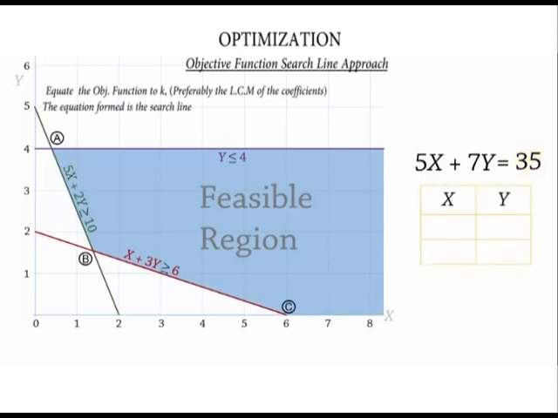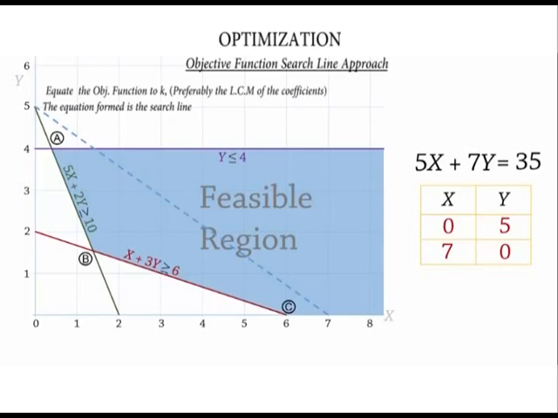We plot that line. Get 2 points. When x is 0, y will be 5. And when y is 0, x will be 7. So the search line is this blue dotted line. Now, when we want a minimization solution, we move the search line downwards towards the origin 0, 0 parallel to itself. If it's a maximum solution, we move the search line upwards away from the origin parallel to itself. The last point that the line touches before leaving the feasible region is the optimal solution point.